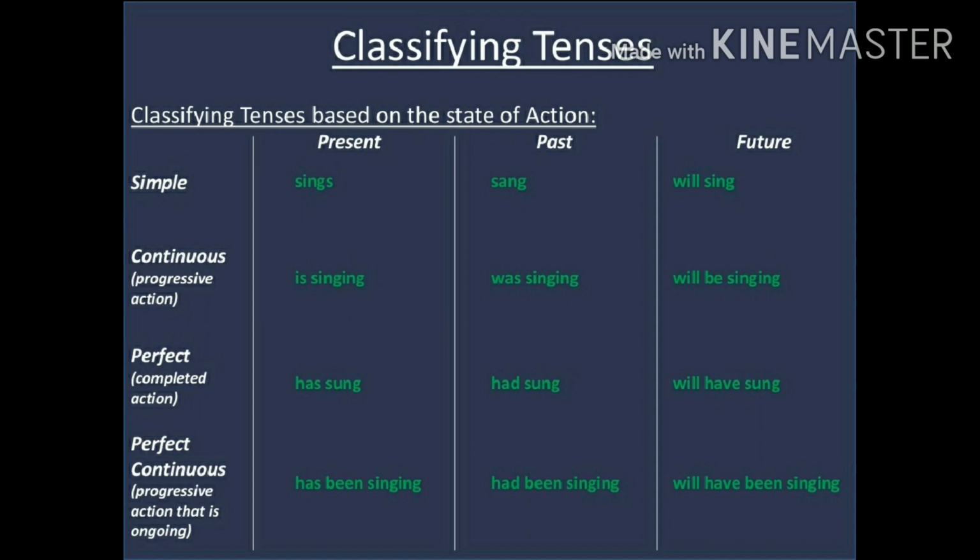Simple state means it's just a state telling you about an action. It is not telling anything more about an action. It is just telling about an action. But when we're talking about continuous, continuous will always be talking about an action which is going on or any continuous action. It can be either in present or in past or in future.